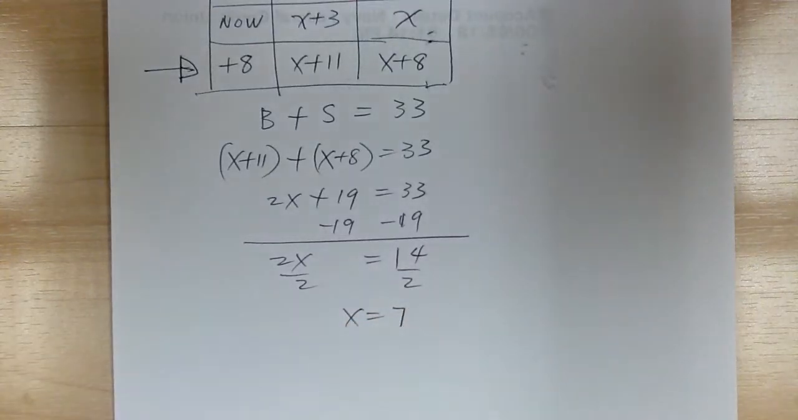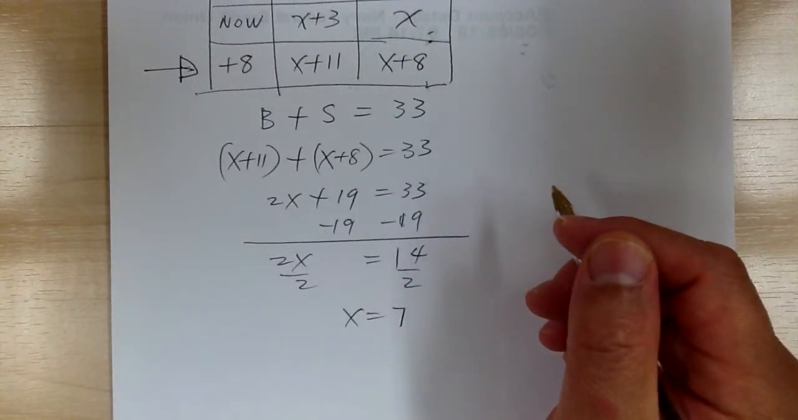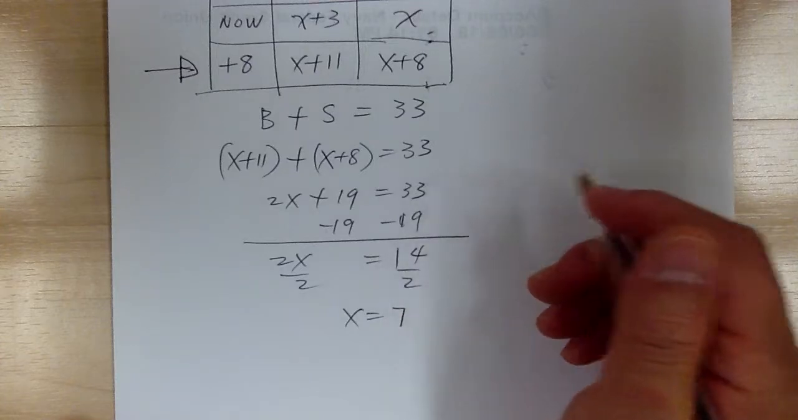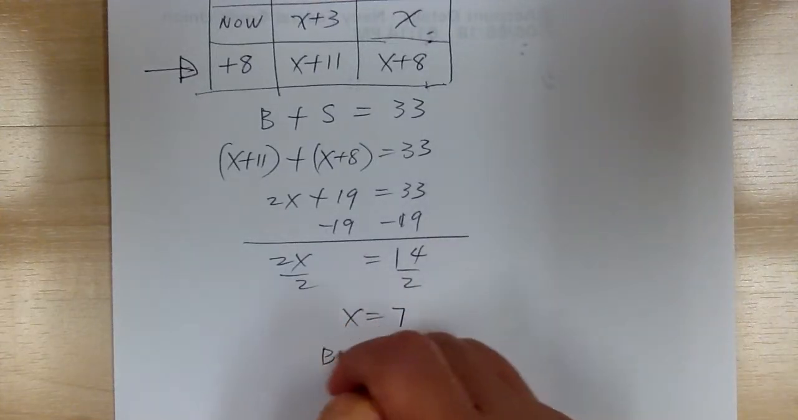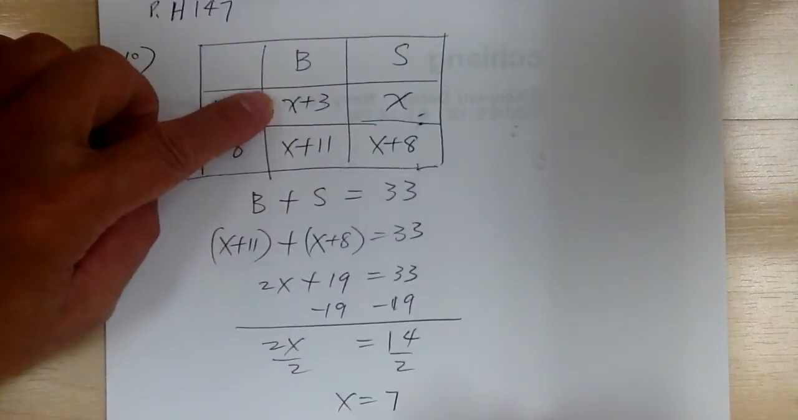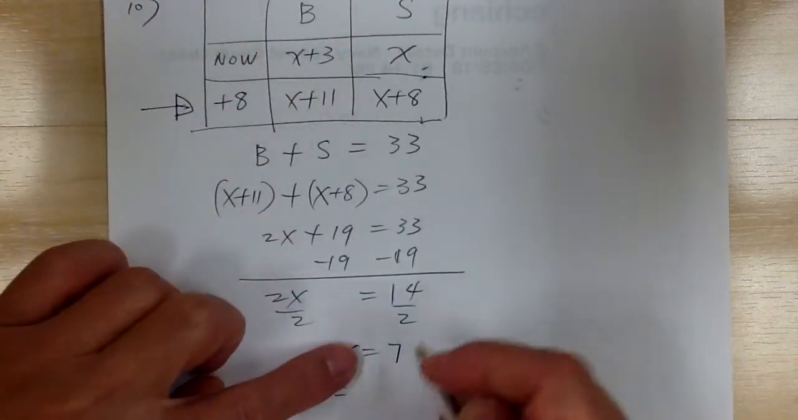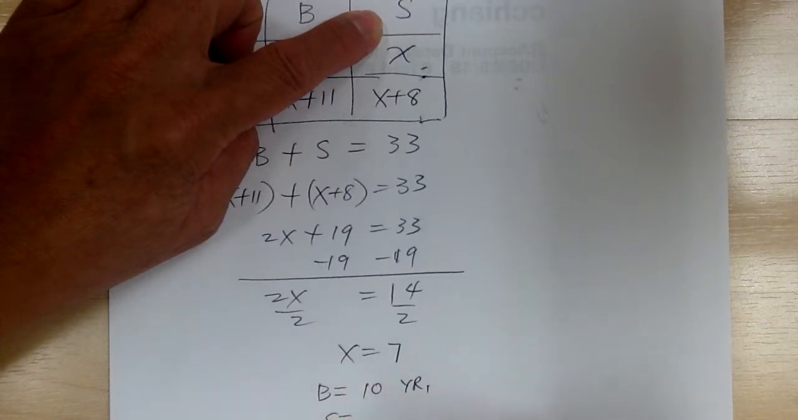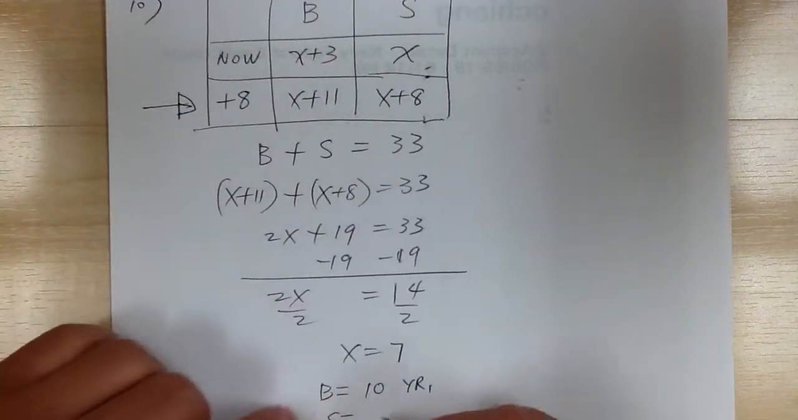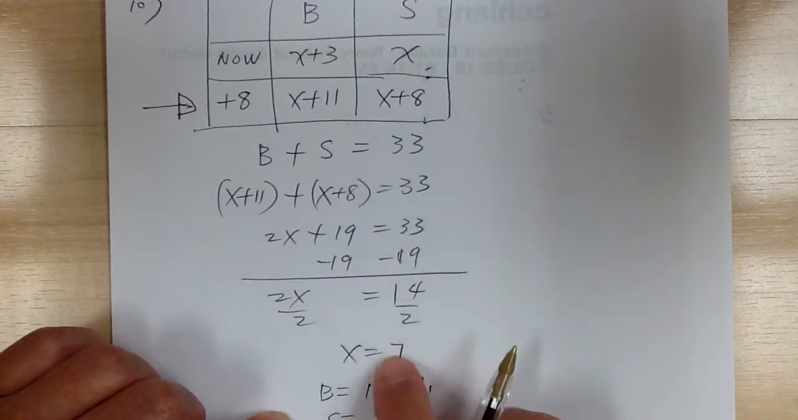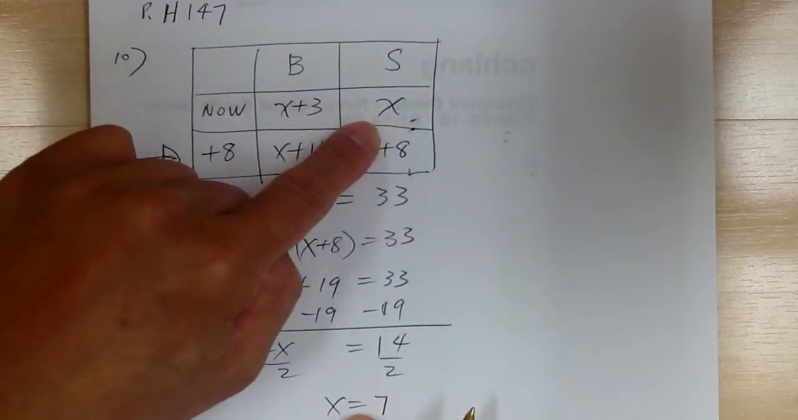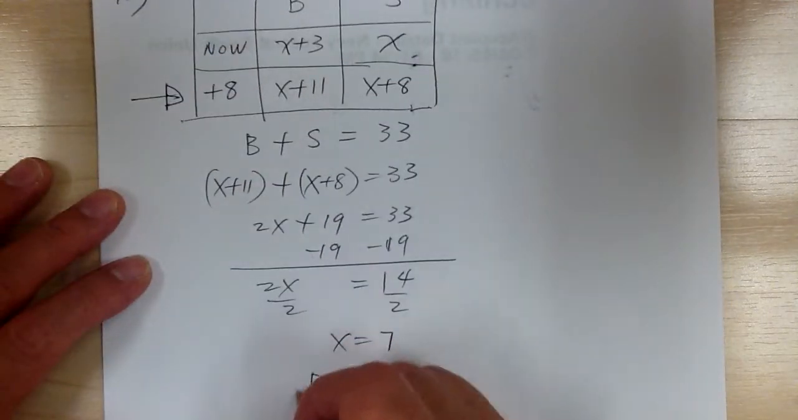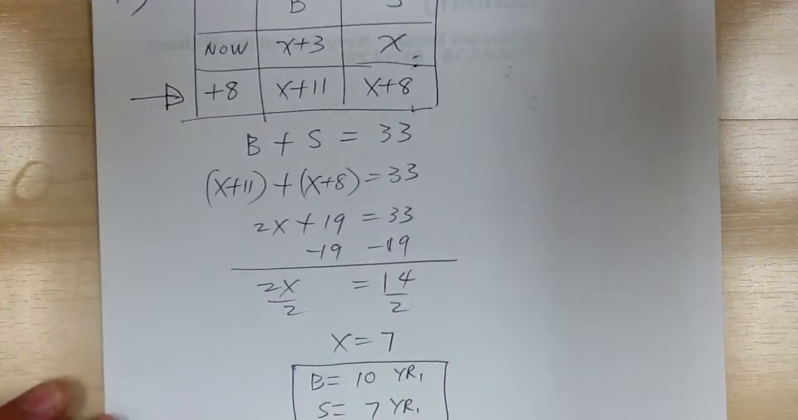But don't box that yet, because that may not be the final answer. Make sure you read the question to answer the question. So it asks how old are they now, so asking for both. So in this case, if you go back up here, Bill is x plus 3, so Bill would be 10 years old. And Susie, the sister, is X, so X is 7. So you use this information and go back over here to figure out the answer. Okay, so this is number 10.